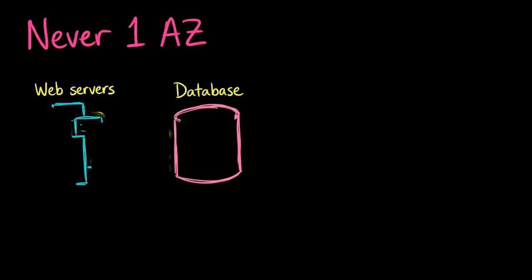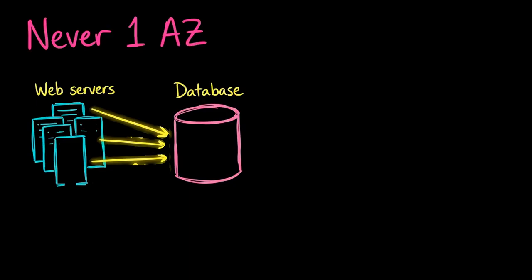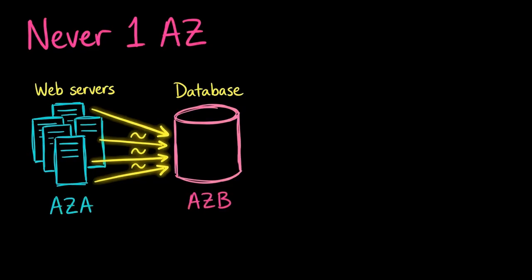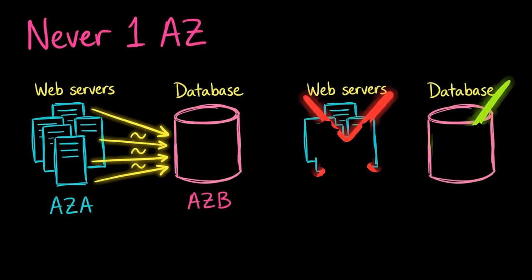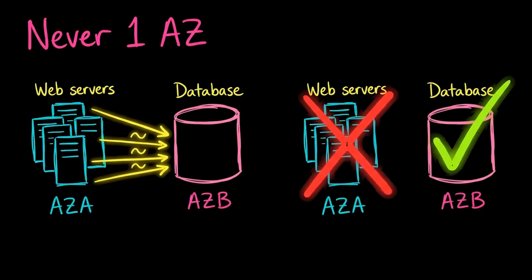Now let's talk about how this works in practice. In the real world, you should never deploy a production application into just one availability zone. Instead, you design for multiple AZs from the start. For example, you might run your web servers in AZA and keep a synchronized database replica in AZB. If AZA fails, AZB is still alive and ready.